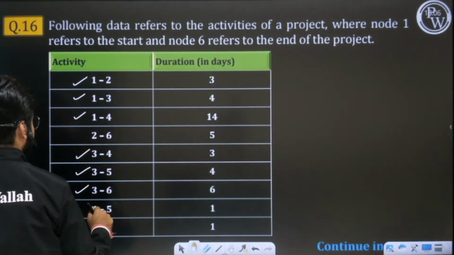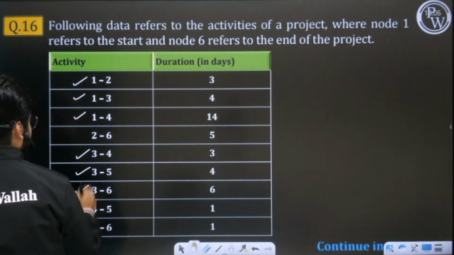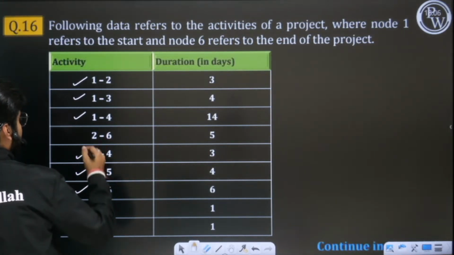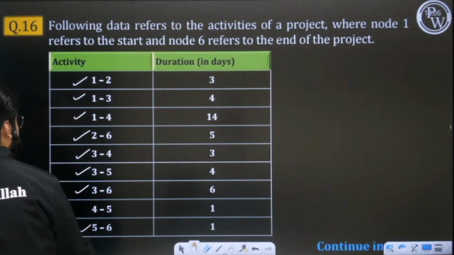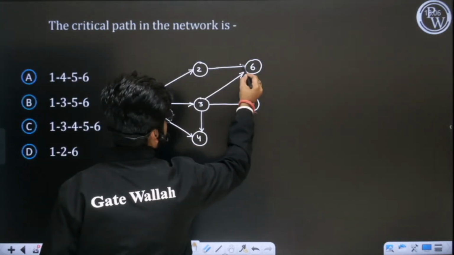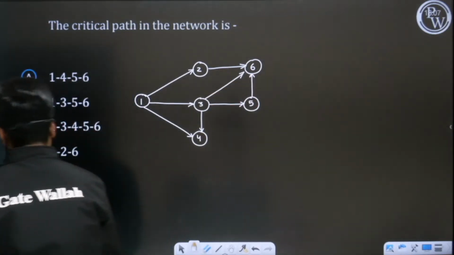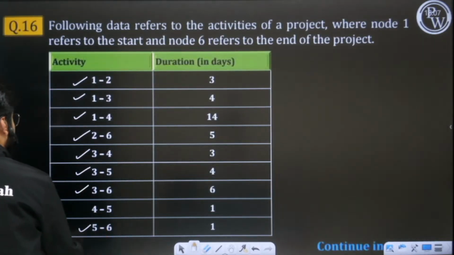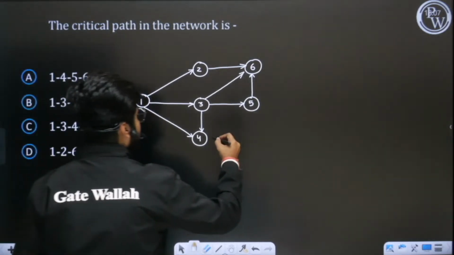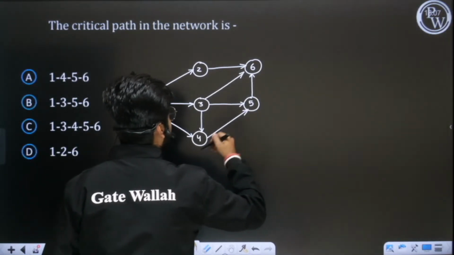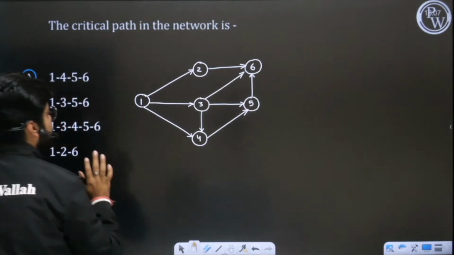From 2 we have to go into 6. From 5 we have to go into 6. So this is 2 6, this is 5 6. Okay, last one is 4 5. So we have to go from 4 to 5. So this is your total network diagram.